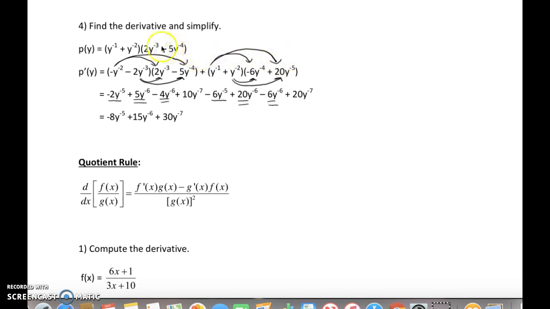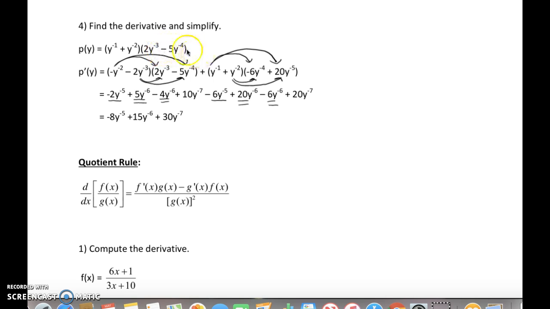All right? And so when we take the derivative, we want to take the derivative of f of x, which we would have figured out. And it's negative y to the negative 2 minus 2y to the negative 3 times our g of x, which stays the same, plus our f of x, which stays the same, times the derivative of our g of x, which ends up being negative 6y to the negative 4.